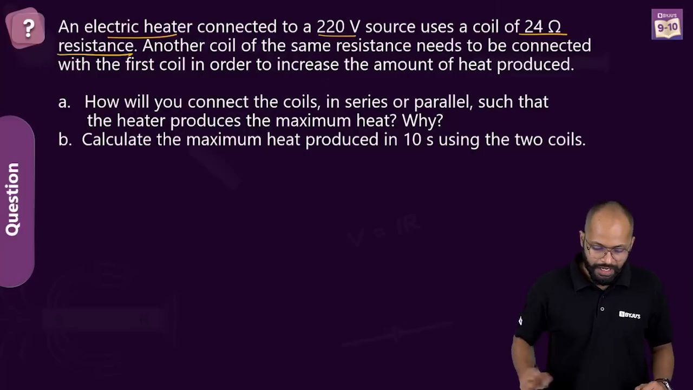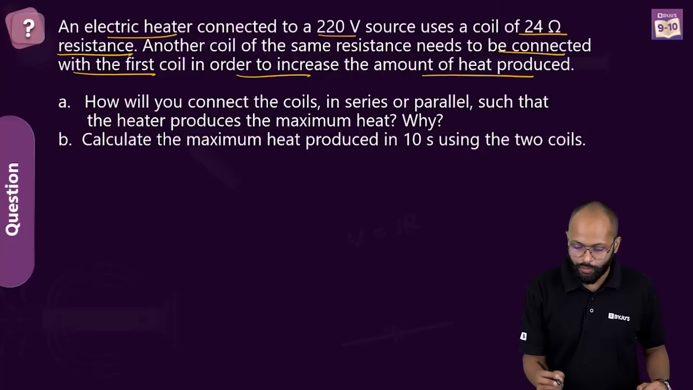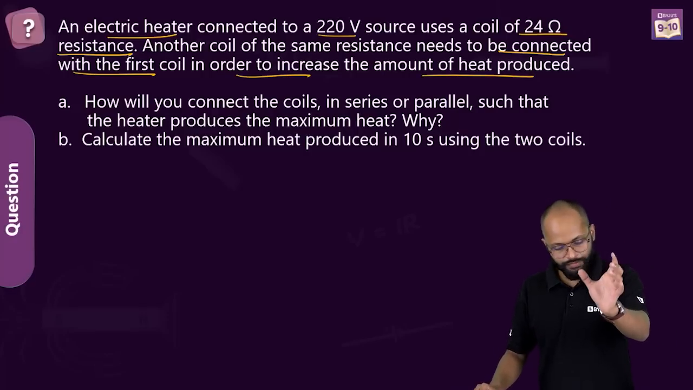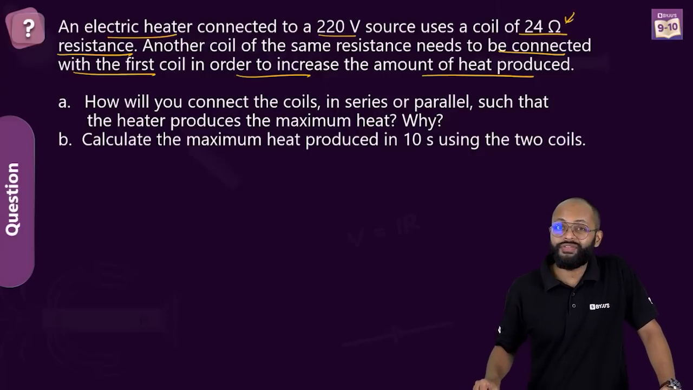So, come on. Another coil of same resistance needs to be connected with the first coil in order to increase the amount of heat produced. What is given to you? 220 volt is given to you, right? There is one coil of 24 ohm given to you. Another coil of same resistance.